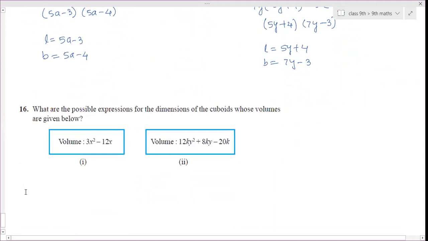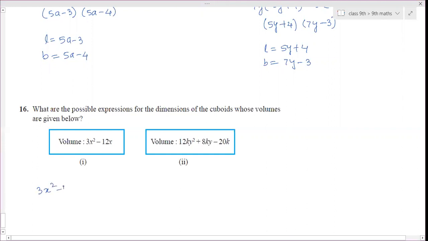What are the possible expressions for the dimensions of the cuboid whose volumes are given below? So volume means length into breadth into height. That means three products we need. So we have to factorize again, but we should get three terms. So only simple factorization you have to do.